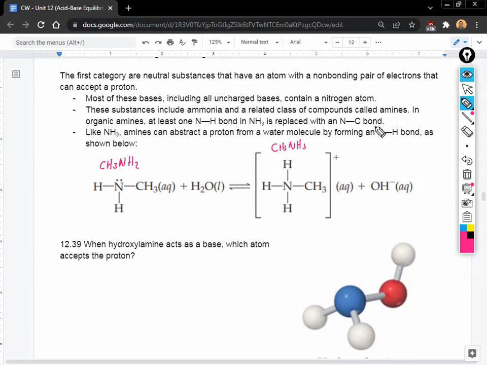So if we wanted to answer 12.39, this molecule right here, this is C, this is H, this is H, this is N, and this is H. I want you guys to write down, maybe somewhere on your paper, which one of these atoms accepts the proton. In this compound, which one of these atoms will accept the proton?